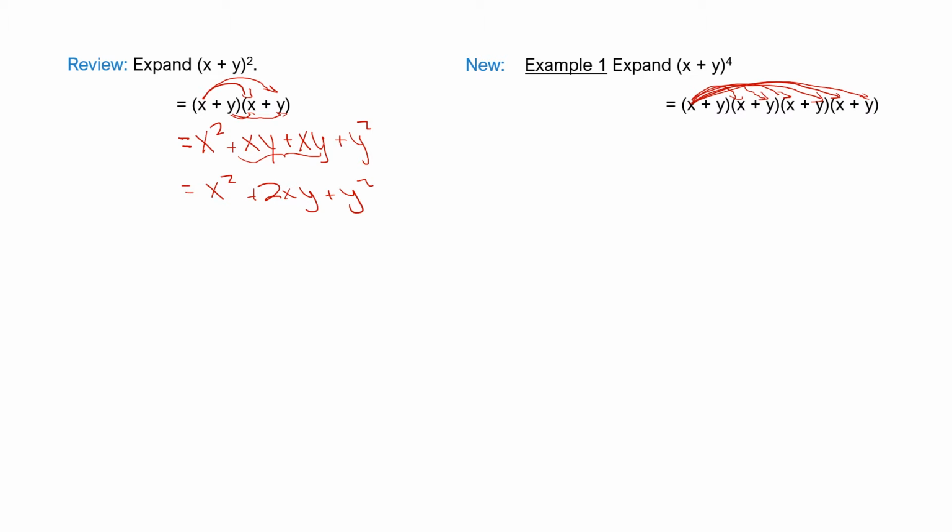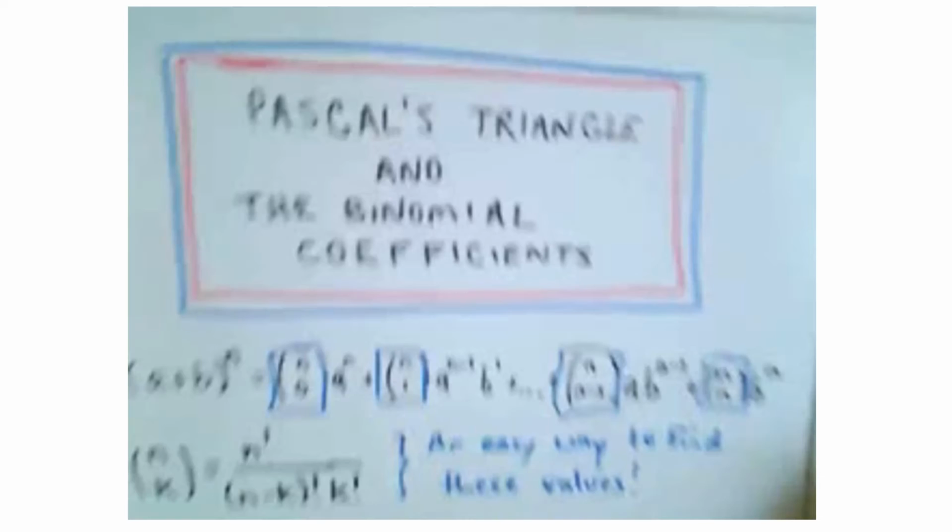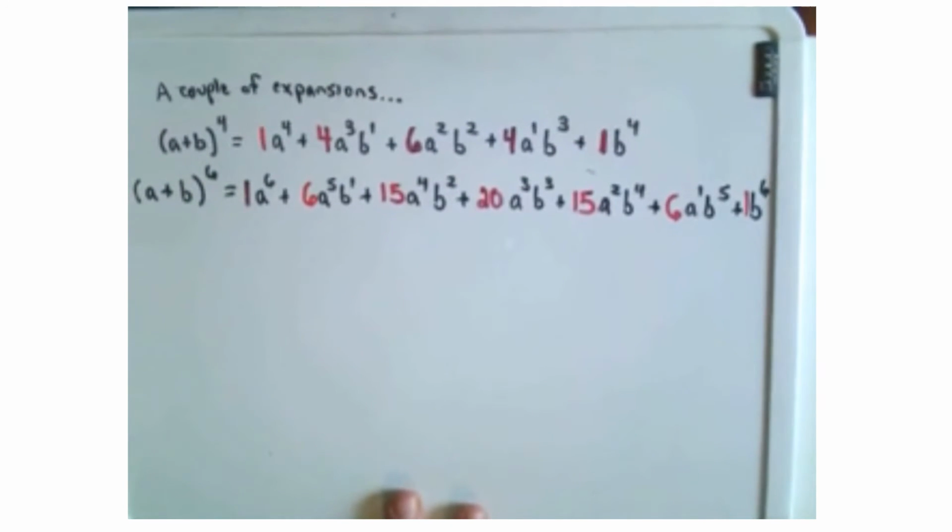So I'm going to show you a shortcut for this. We're going to need Blaise Pascal's help with this. Monsieur Pascal was born in France in 1623, and he saw some patterns that we can use to expand binomials. Binomials, of course, this only works with binomials. What we're learning today, a binomial is a bracket with, say, 7 plus 2. That's a binomial, right? 2 terms, a plus b. That's a binomial.